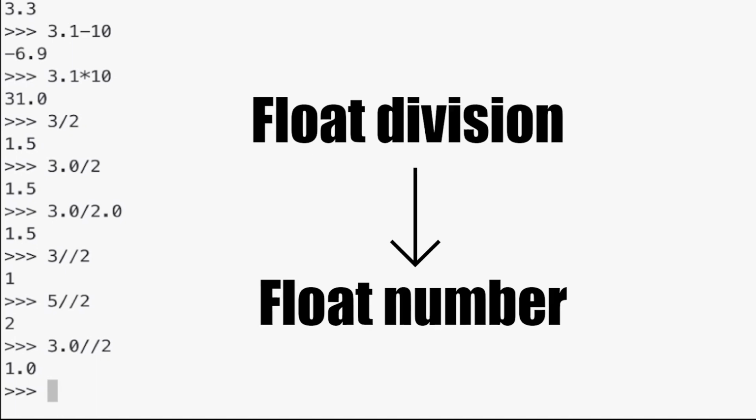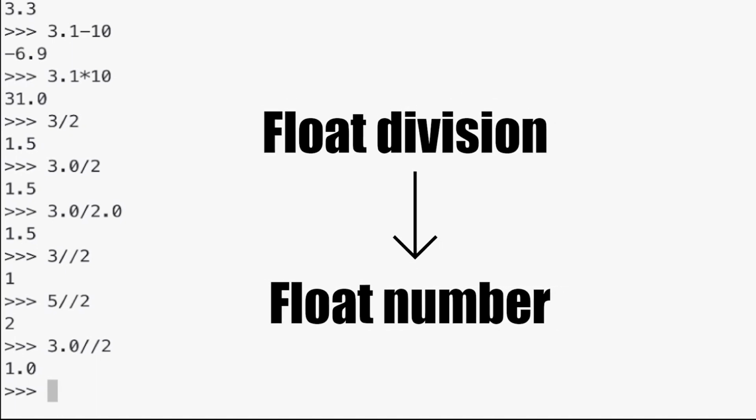Again, if any of the operands of the integer division or the floor division is a floating point number, the type of the result is also going to be a floating point number. So there is a distinction now between the float division and the integer division. The float division, you basically just divide the numbers and the result is always going to be a floating point number. The result is always going to be a float.